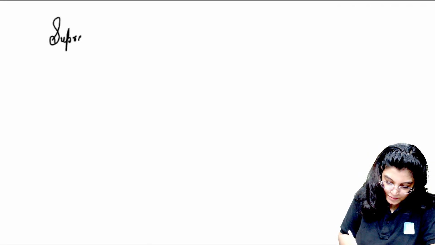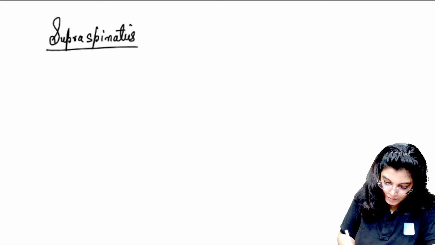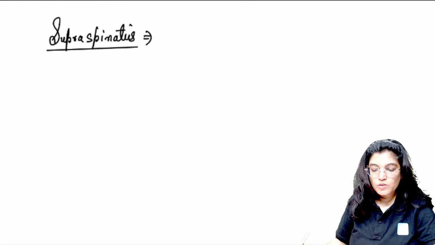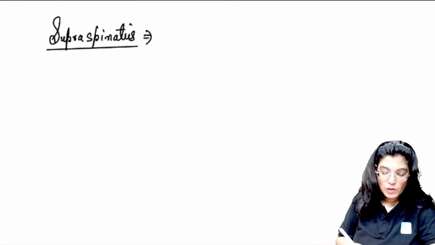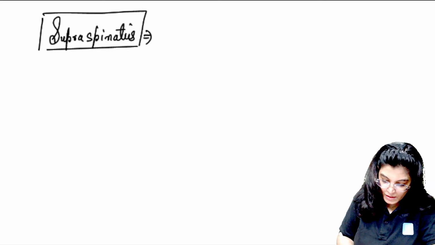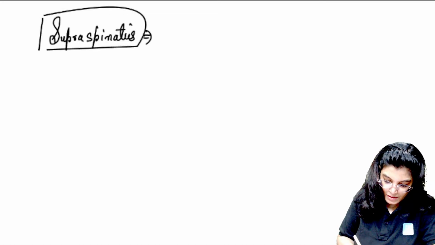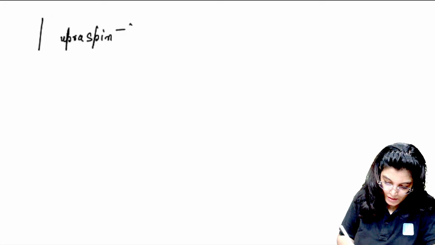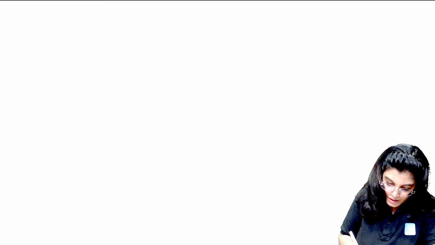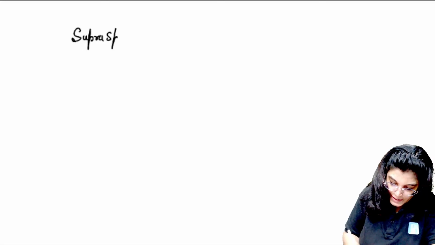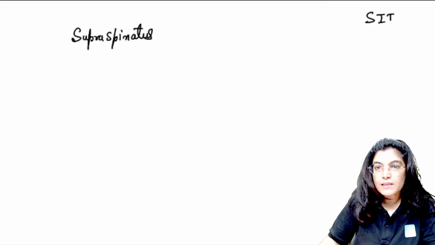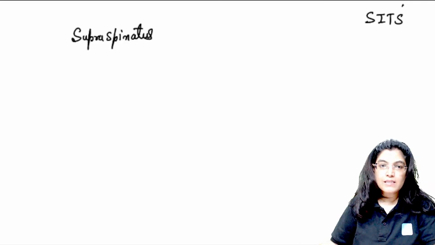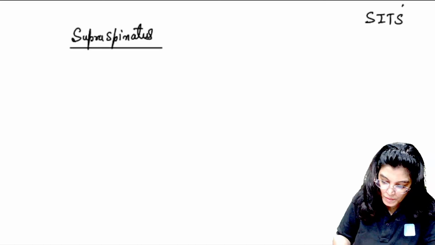The first muscle is the supraspinatus muscle, the first muscle of the rotator cuff list. The rotator cuff muscles can be memorized by the mnemonic SITS, S-I-T-S. In this list, the first muscle is supraspinatus.